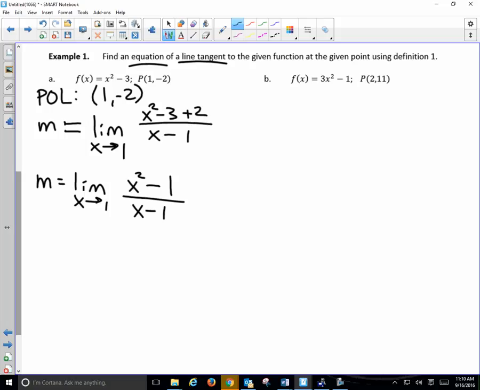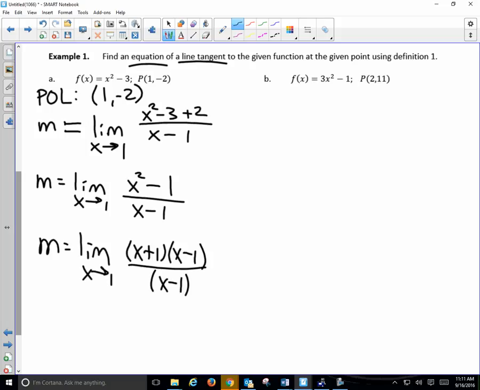How do I make it so it's not discontinuous? What do I do? I factor it. The limit as x goes to 1 of (x plus 1)(x minus 1) over x minus 1. Remember from your assignment the other day, we filled the discontinuity? That's what the slope ends up being. You cross that off, and then you fill the discontinuity. How do we do that?